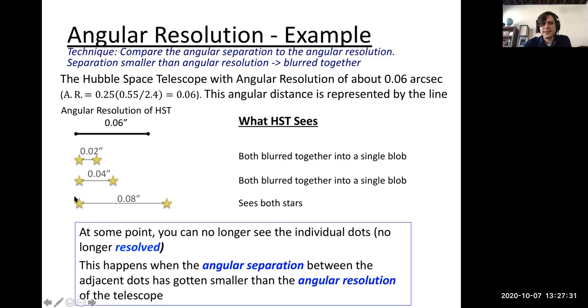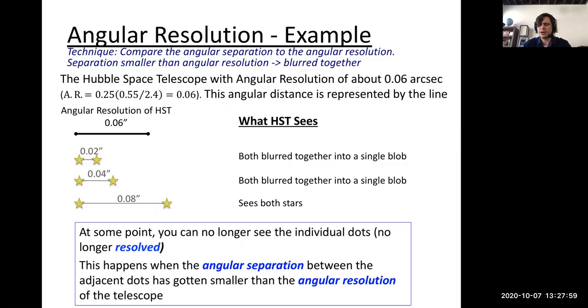Now, if you had two stars that are separated by 0.08 arc seconds, this angular separation is larger than the smallest image that Hubble can make. So Hubble can make an image of this star and a separate image of this star, and it can see both stars. The angular separation is larger than the angular resolution of Hubble.